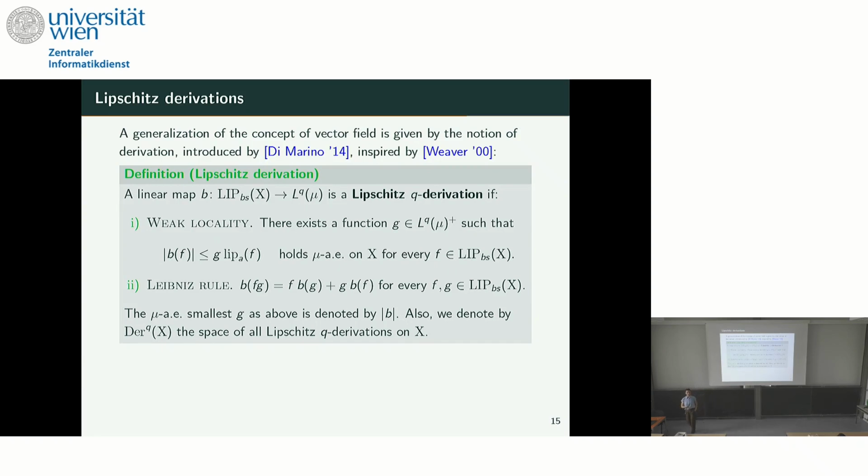And what is this in general? These are nothing but derivations in the sense of Di Marino, which was inspired by the work of Weaver, and introduced this integration by parts definition of Sobolev space. So what is a Lipschitz derivation in the sense of Di Marino? It's a linear map going from boundedly supported Lipschitz functions into L^Q, a Lipschitz Q derivation, if we have this weak locality property.